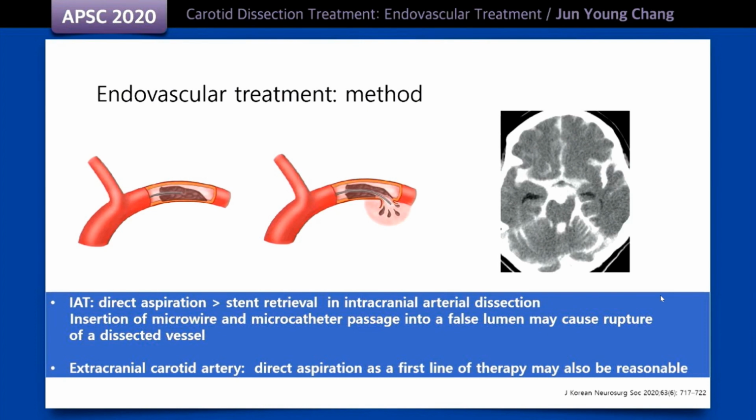Direct aspiration does not require the step of microwire and microcatheter passage over the occlusion site. Therefore, endovascular treatment using contact aspiration as a first line of treatment may be reasonable in the case of extracranial carotid artery occlusion caused by dissection.